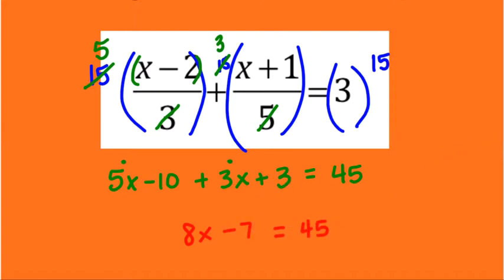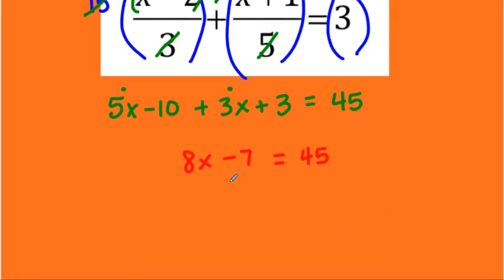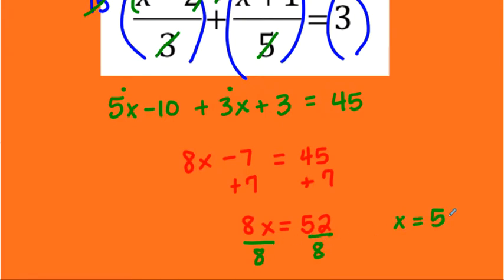Okay. All right, so now I balance the equation. So I'm going to add 7 to both sides. And I'm going to get 8x equals 52. And so if I divide by 8, then x equals 52/8. Okay? And that's a perfectly acceptable answer. Leaving it as a mixed number is fine. Or an improper fraction, sorry.